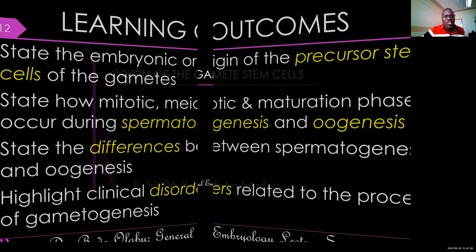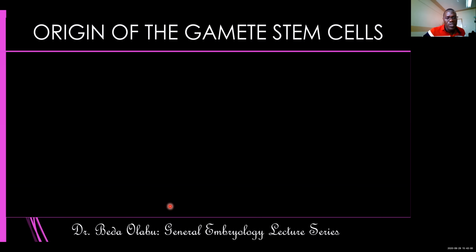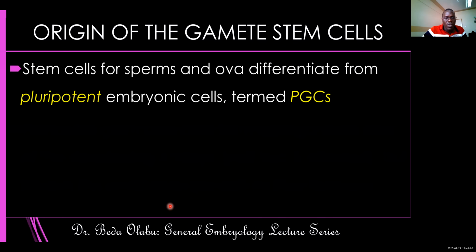So straight ahead, let's start with step 1 of gametogenesis, which is the origin of the gamete stem cells. The stem cells for the gametes differentiate from some pluripotent embryonic cells. Pluripotent means that they have the potential of becoming multiple things, multiple cell lines. Embryonic cells means that they're cells of the embryo.